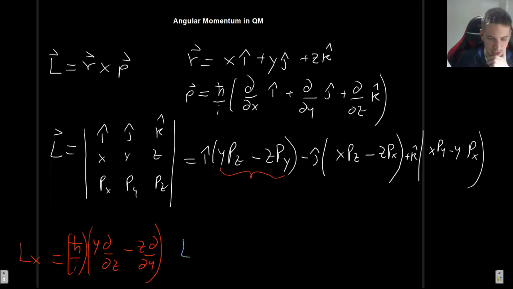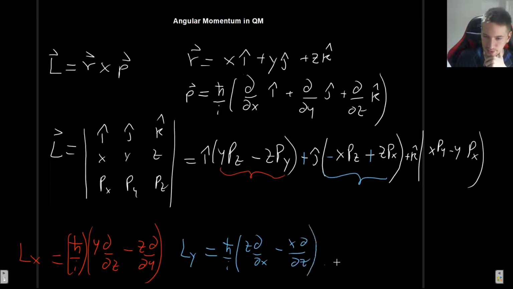Similarly, let's take a look at the one in the y direction, but for that, let's include this minus sign in here. So this will be positive, this will be negative. So we can factor out the h bar over i, and then we have z d/dx minus x d/dz. And finally, in the z direction, we're going to have h bar over i, and then we have x d/dy minus y d/dx.